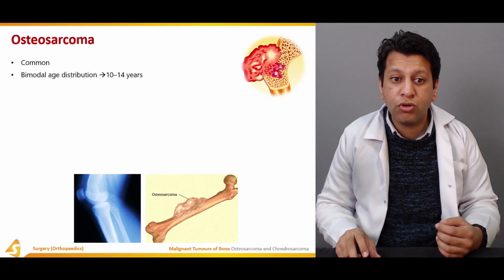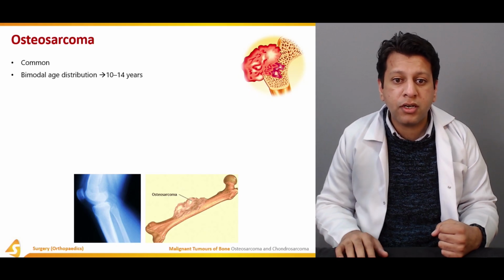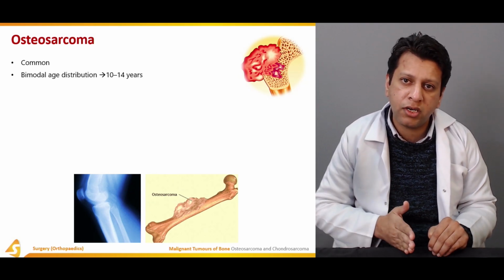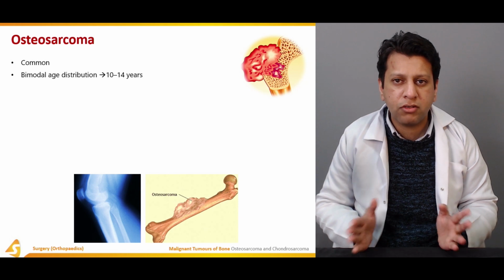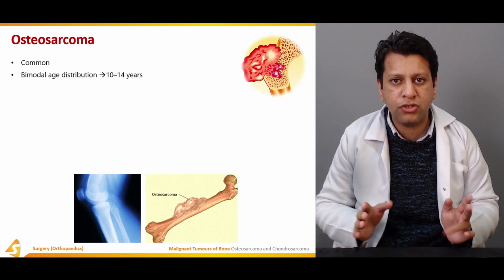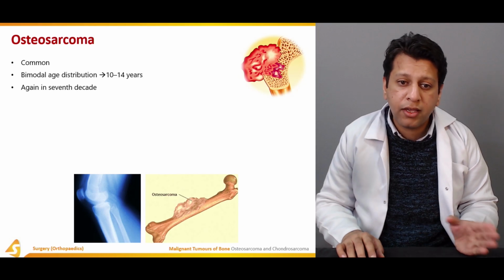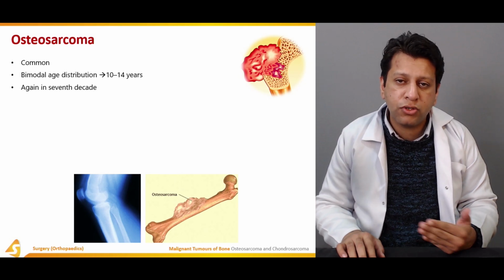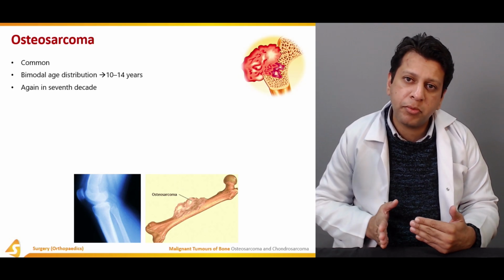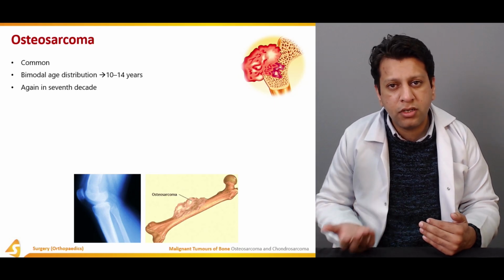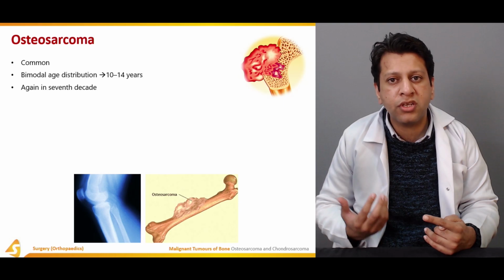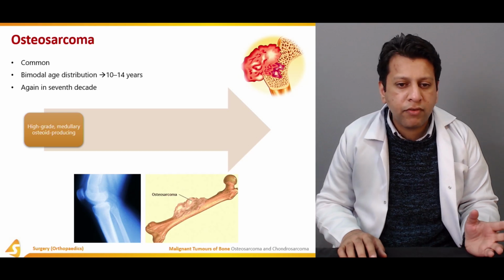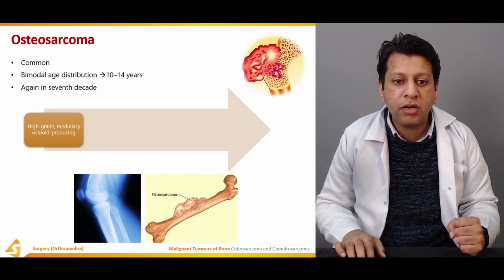Most commonly, as I just told you, the age of presentation is 10 to 14 years. This is the peak age of presentation. Usually it can present from 10 years to 30 years, but usually it's in young adolescents or children. Secondly, the next presentation is after the 7th decade. So it's less likely to present in between. Either it presents very early or very late, and in the 7th decade it is usually secondary osteosarcoma, not the primary type. It is a high grade medullary osteoid producing tumor.